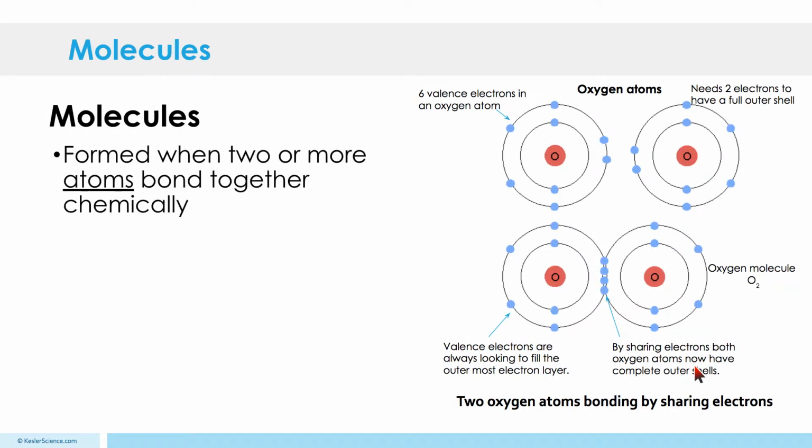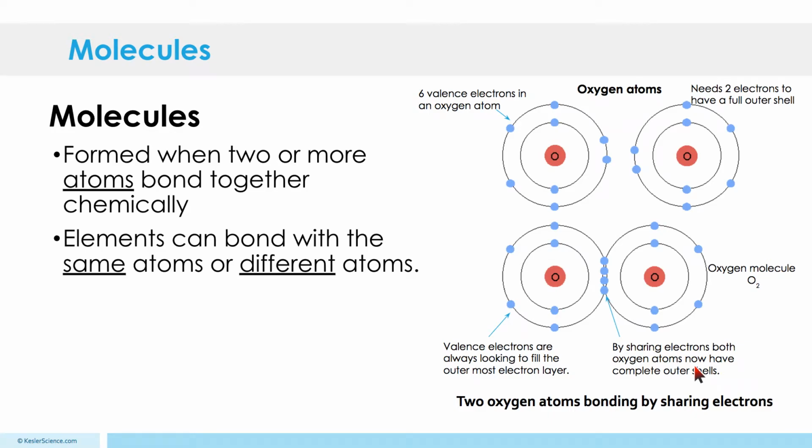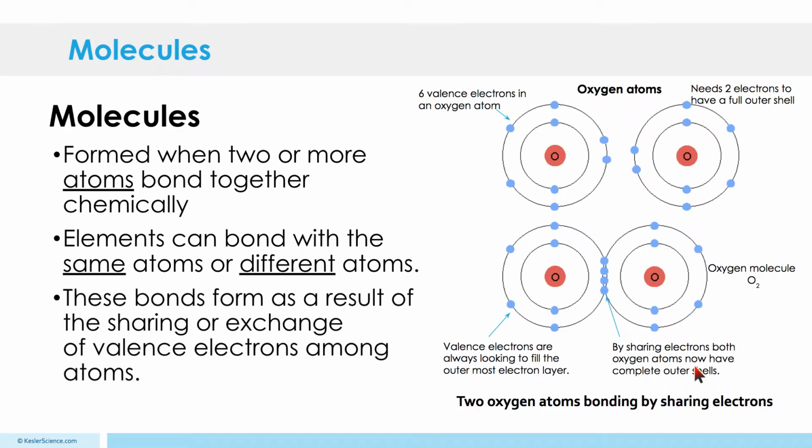So let's take a look at this example of oxygen, formed when 2 or more atoms bond chemically together. Elements can bond with the same atoms or different atoms. These bonds form as a result of the sharing or exchange of valence electrons. Now it's starting to make sense what those valence electrons are for.